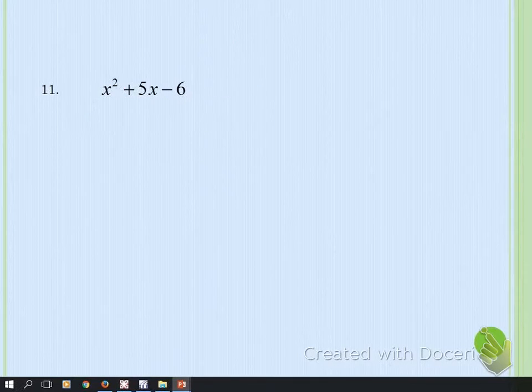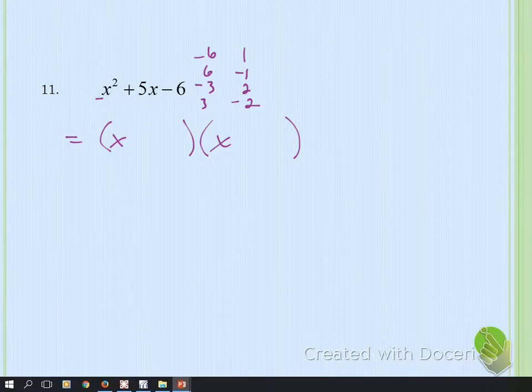Okay? All right. Start to leave you alone. Work these out, and then check your answers as we go through. Okay? GCF is just a 1, so we're not going to factor anything out first. Factor out x squared, you get x and x. I need factors of negative 6. Well, negative 6 and 1, 6 and negative 1, negative 3 and 2, 3 and negative 2. Which one adds to positive 5? That one doesn't, that one doesn't, that one doesn't, this one does. So you go plus 6, minus 1, and we're done.